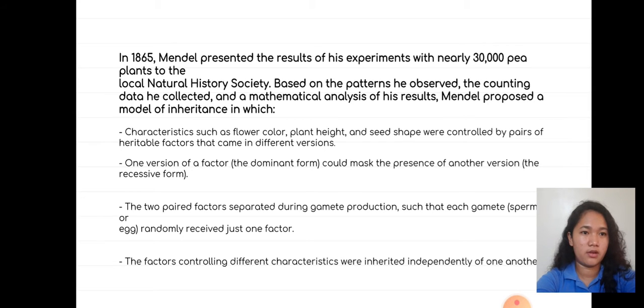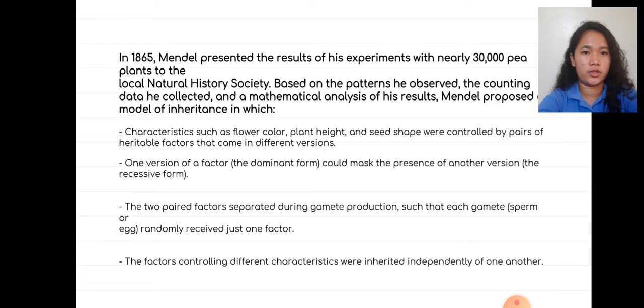Based on the patterns he observed, the counting data he collected, and mathematical analysis of his results, Mendel proposed a model of inheritance in which characteristics such as flower color, plant height, and seed shape were controlled by pairs of heritable factors that came in different versions. One version of a factor could mask the presence of another version, the recessive form. The 2 paired factors separated during gamete production, such that each gamete, sperm or egg, randomly received just one factor. The factors controlling different characteristics were inherited independently of one another.